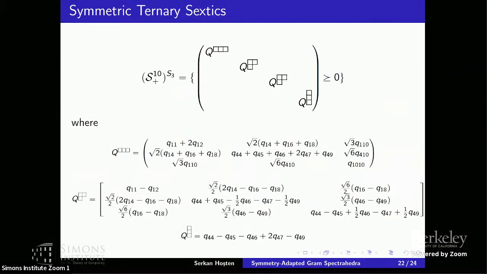Maybe I'll briefly say something like, ternary sextics is a big spectrahedron, high dimensional. So we almost know nothing about it. We can look at the symmetric version of that. The Q matrices are 10 by 10, and if you look at the symmetry adapted basis, it's broken up into 4 pieces. One can hope to do something with this, but even then it's difficult. So we don't have much to say yet, at least.